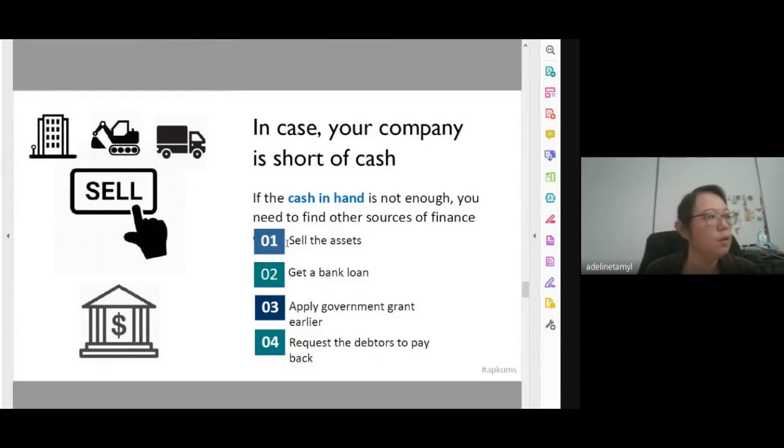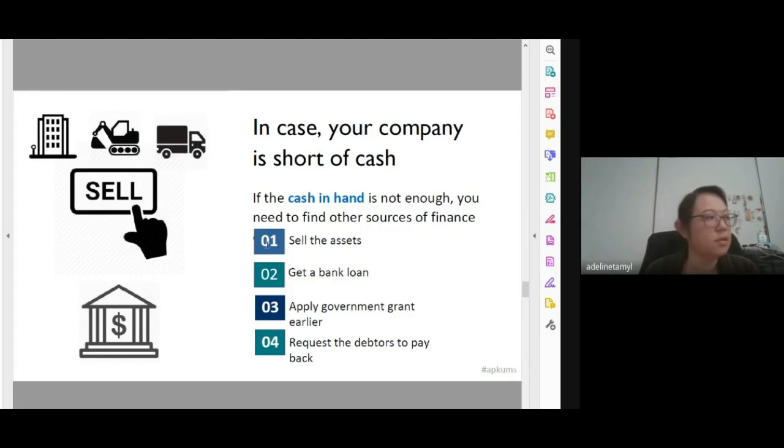For example, you sell the assets of the company. For example, the company has a car, they can sell it off for cash, or borrow money from the bank, or get a grant. Get a grant, that depends on your law whether you get it or not. And then request the debtors. In another word, penghutang. Those people who have debts and didn't pay you yet, you ask them to pay you as soon as possible. Minta penghutang untuk bayar balik.